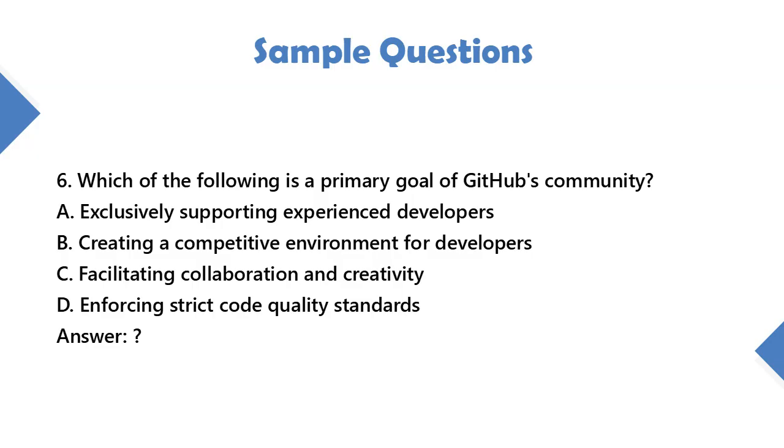6. Which of the following is a primary goal of GitHub's community? A. Exclusively supporting experienced developers. B. Creating a competitive environment for developers. C. Facilitating collaboration and creativity. D. Enforcing strict code quality standards.